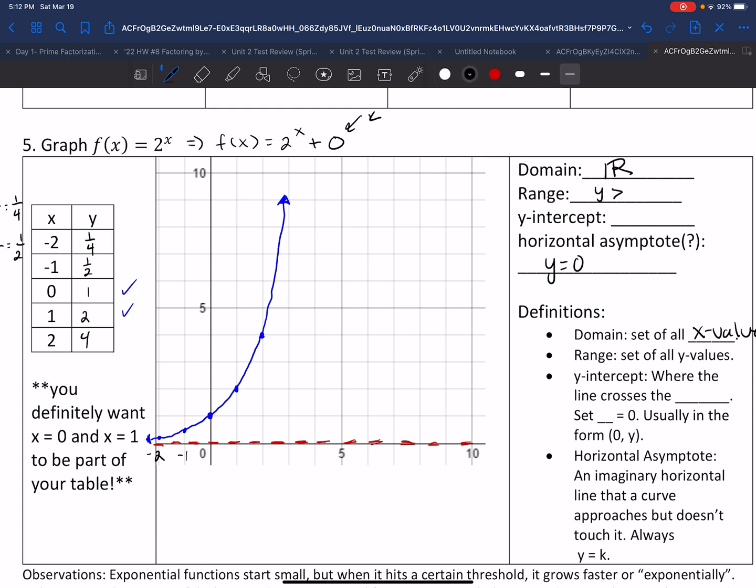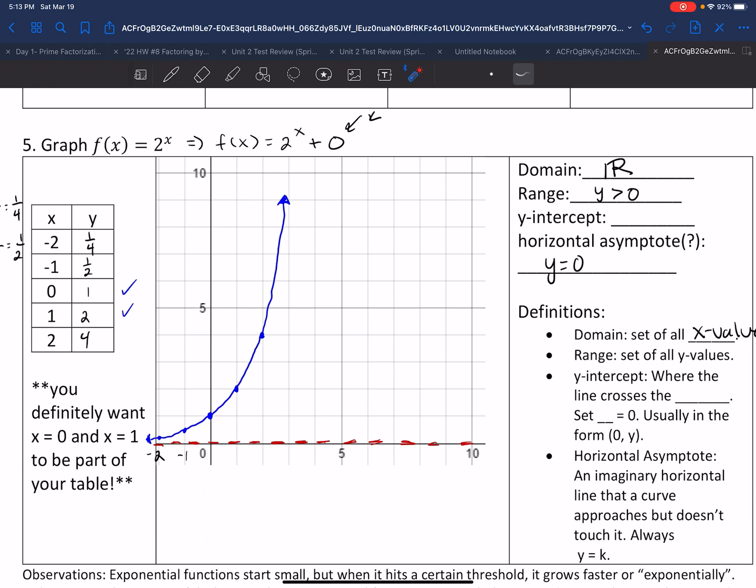y is greater than 0, right? It is not y greater than or equal to 0. It's y greater than 0. All the y values are included, but not 0. So hopefully this makes somewhat sense.